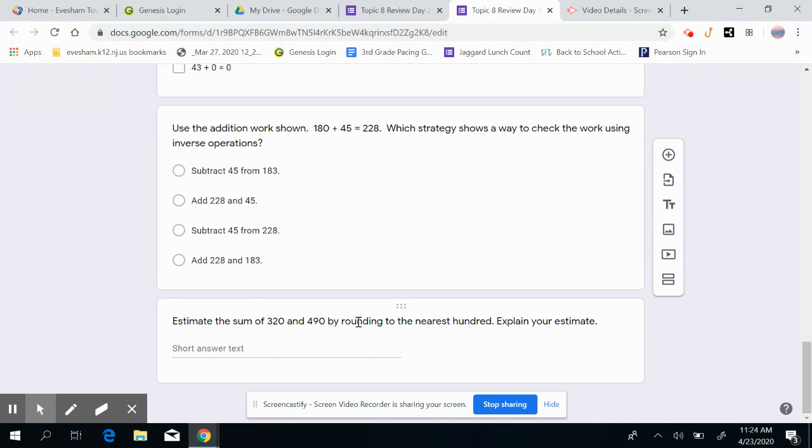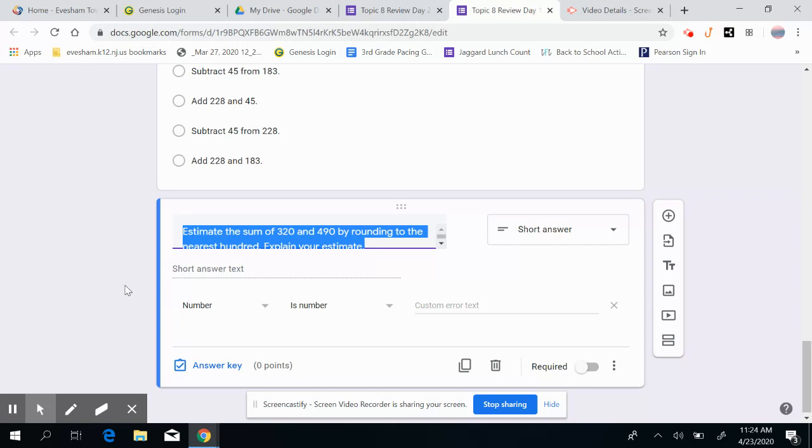Estimate the sum by rounding to the nearest hundred and explain how you estimate. So again, they don't want you to just find the sum. When we see that word sum, that means we are adding. They don't want us to just add these two numbers. What do they want us to do? They want us to estimate by rounding to the nearest hundred, and then explaining how we estimated it.